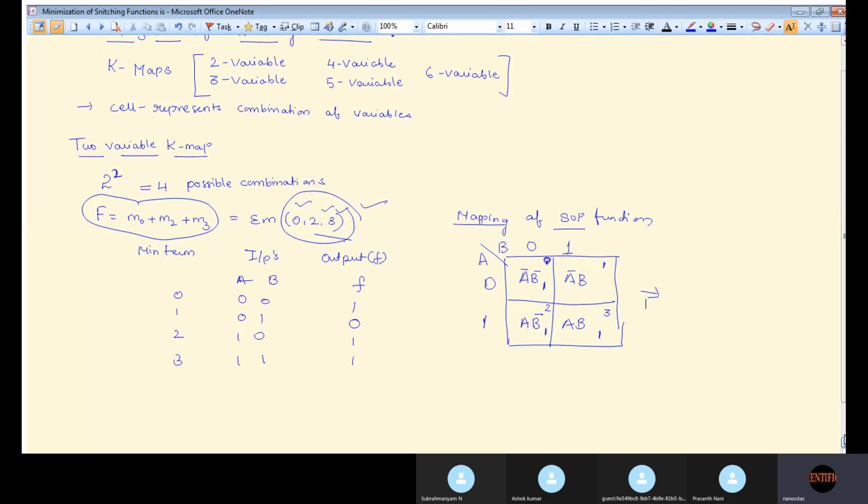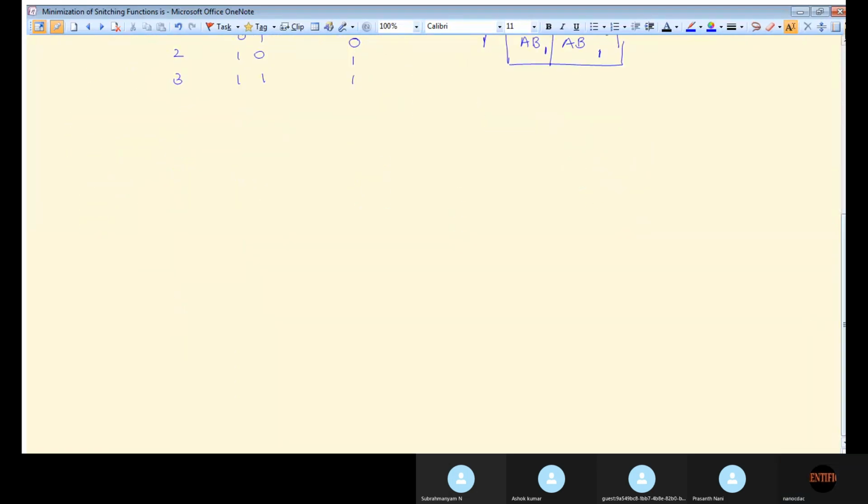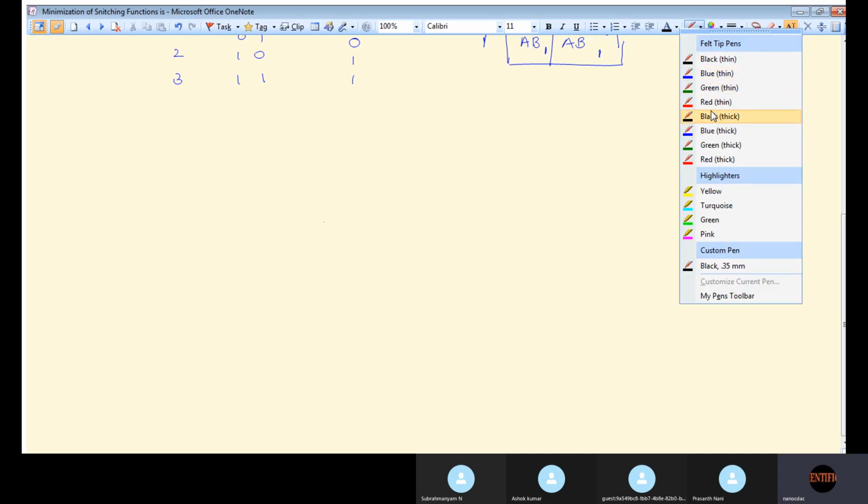So this is the mapping of any SOP function. Here I am giving you a question. You can do a small two variable one yourself. It's very easy, but still I will give examples.